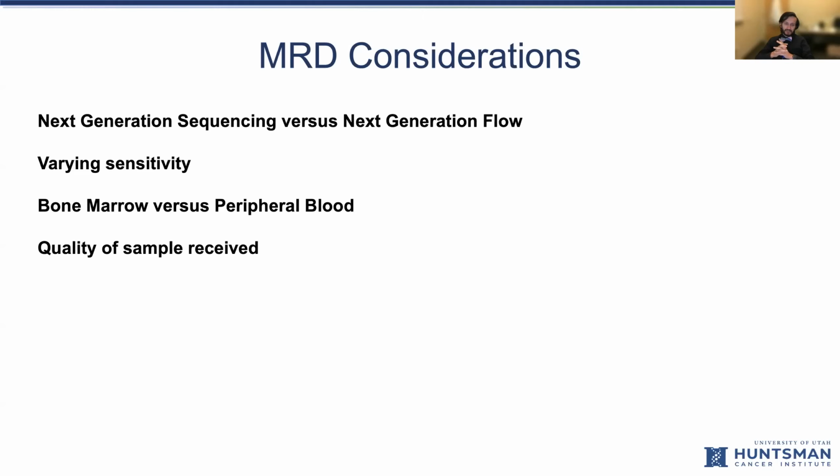So different ways, NGS versus NGF, next generation sequencing versus next generation flow. The sensitivity can vary, right? You can have the ability to pick up one in 10,000, or 1 in 100,000, or 1 in 1 million. And then MRD currently is largely done by repeating bone marrow biopsies. So you're doing it on a specimen that's collected from a bone marrow aspirate. So that is an invasive test.